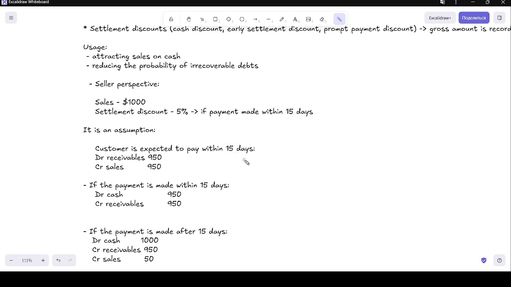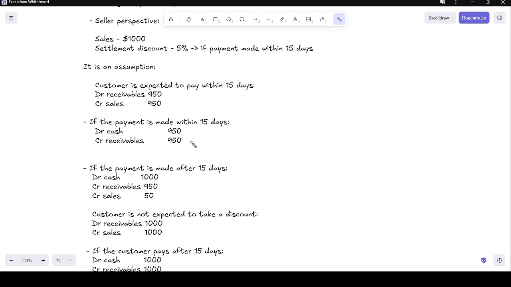You are assuming that the customer is expected to pay within 15 days. How will you do that? Because past habits show that the customer can pay and always takes advantage of the discount. In this case, you will write debit on the receivables 950, sales also will be 950. If the payment is made within 15 days, it will be cash on debit 950, receivables on credit 950.